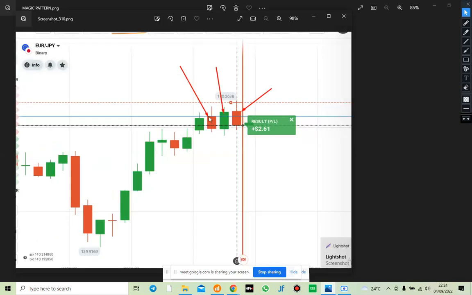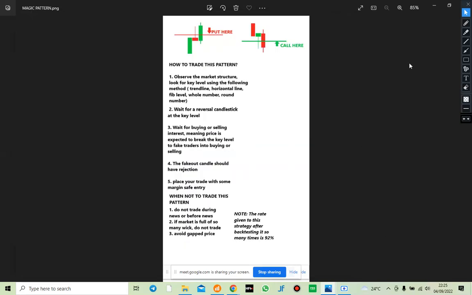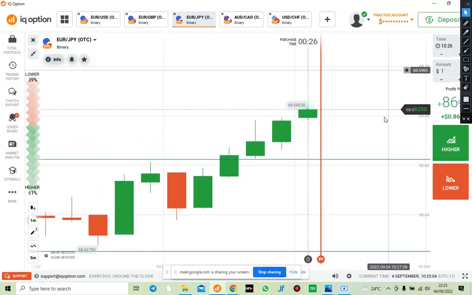Same goes to this one. Same goes to this one. You can see, and same goes to this one. Something like that. Okay, that is the end of the trade. So this is the trading I'm talking about. So go and start learning now.